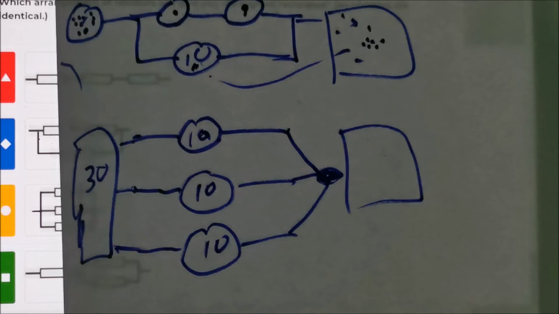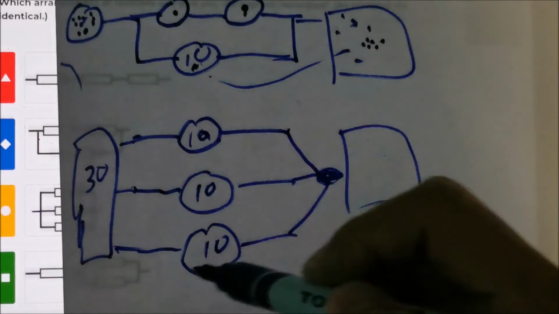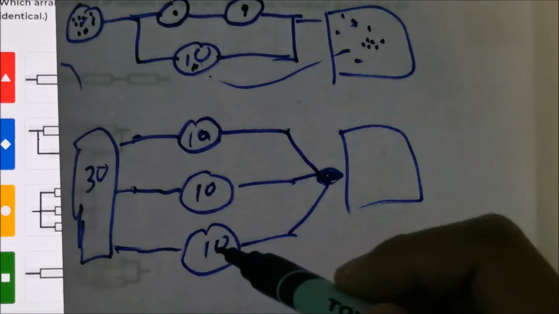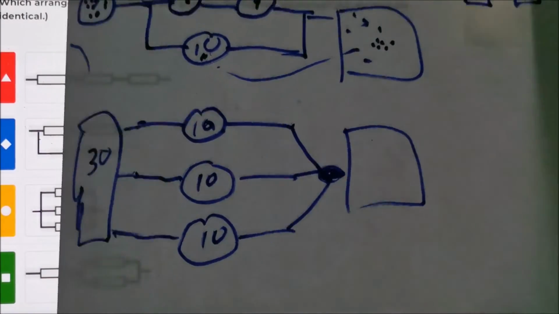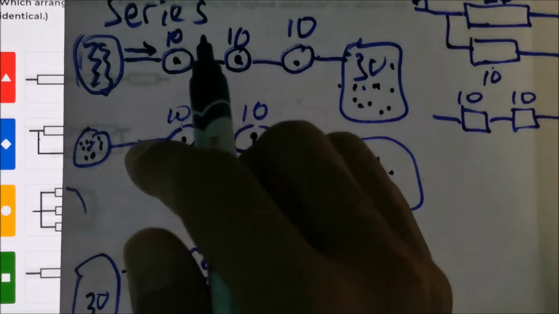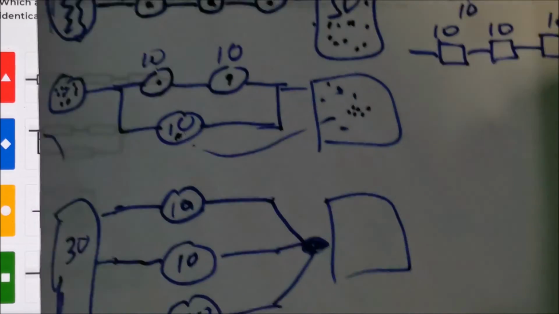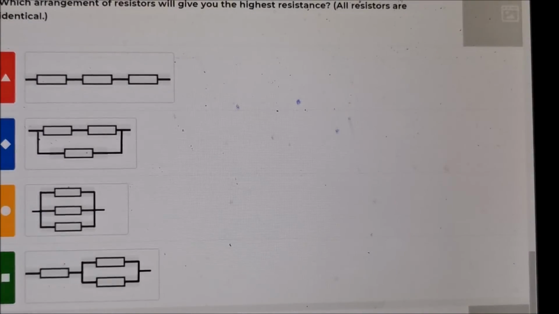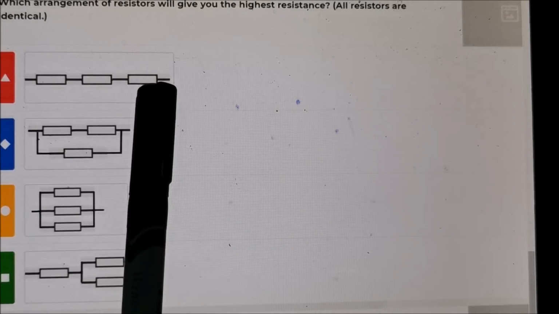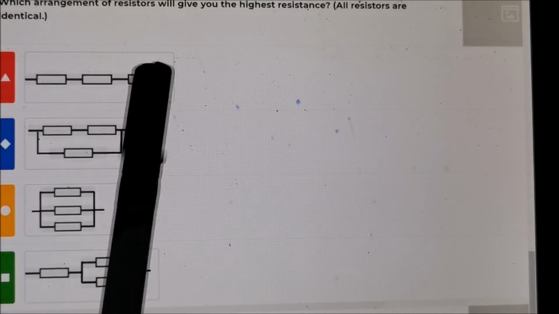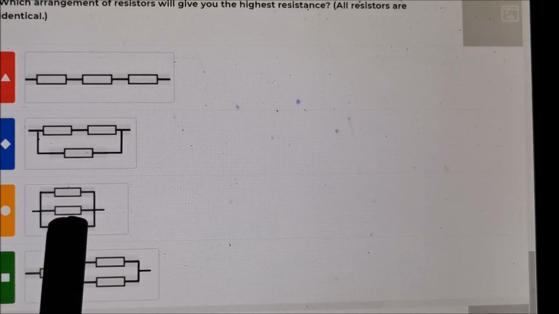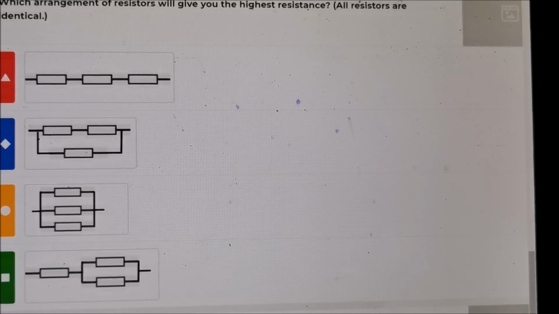Alright, so if you compare this to this, down here is very much higher. This configuration is very much lower, right? The resistance down here is equal to what? If you have 10 ohms, 10 ohms, 10 ohms, it will be a total of 30 ohms down here. For this one will be what? 10 ohms divided by 3.